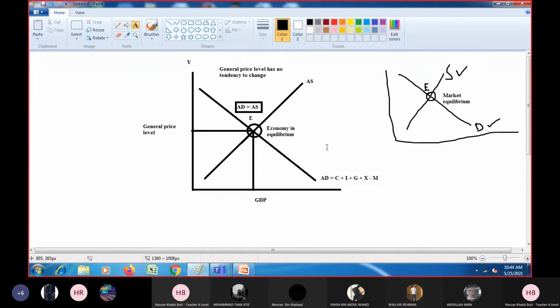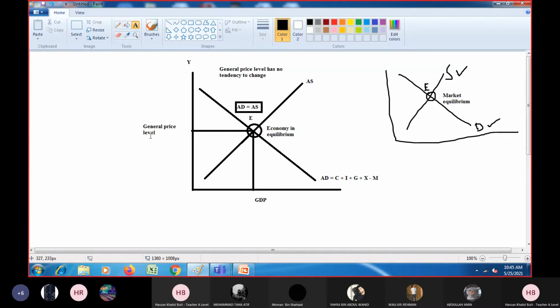Now aggregate demand always rises when it shifts to the right side. Remember, whenever aggregate demand shifts to the right side, we call it aggregate demand is increasing.